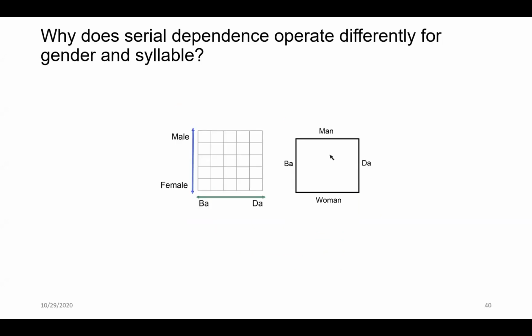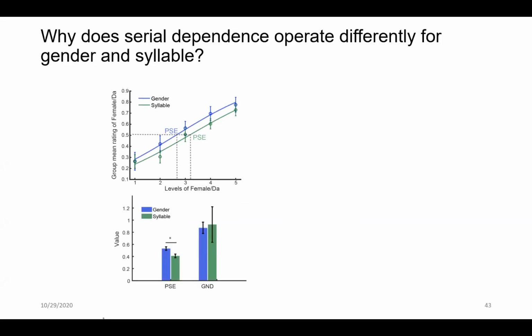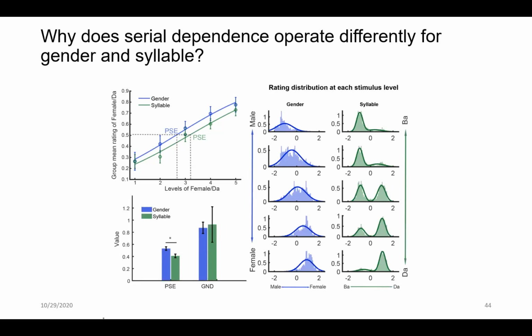To address this question, we asked the participants to continuously rate how much the sound sounds like bada or man, woman. It's a continuous rating task. The general performance is similar to the categorization task. As you can see, there is no difference in GND. And when we plotted their ratings for different levels, there is a very obvious difference.